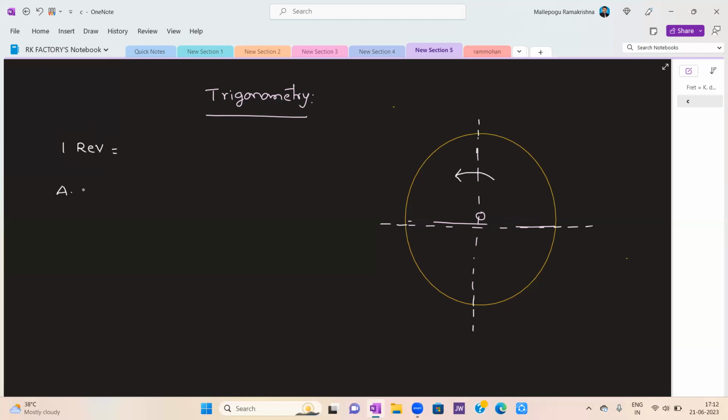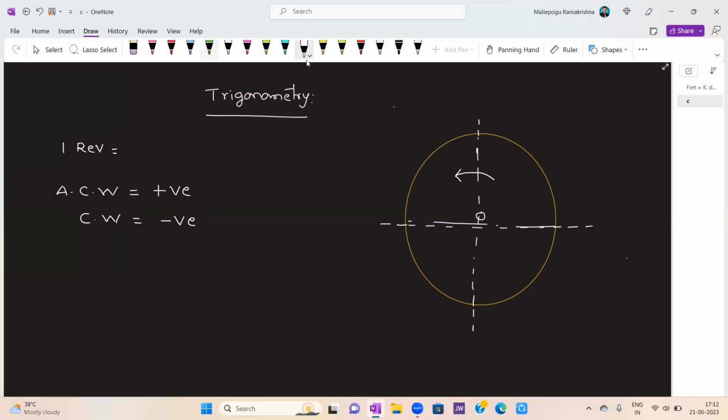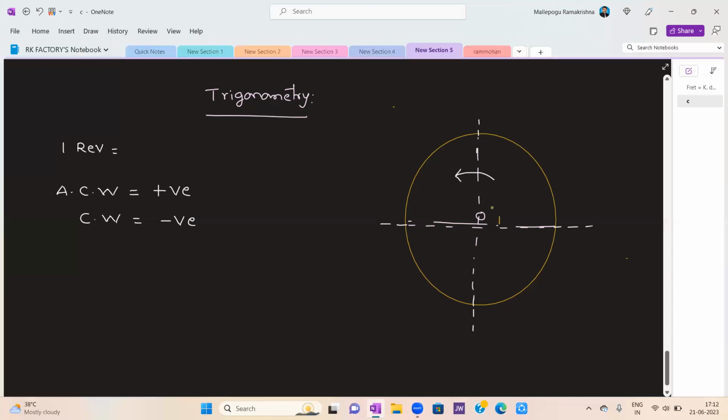First of all, if it is moving in the anti-clockwise direction, the angle is going to be measured as positive. And if it is rotating in a clockwise direction, you are going to take it as negative. Now I am showing in the diagram, it is rotating in the anti-clockwise direction, and if it completed one rotation, from here to here, it has completed 360 degrees.